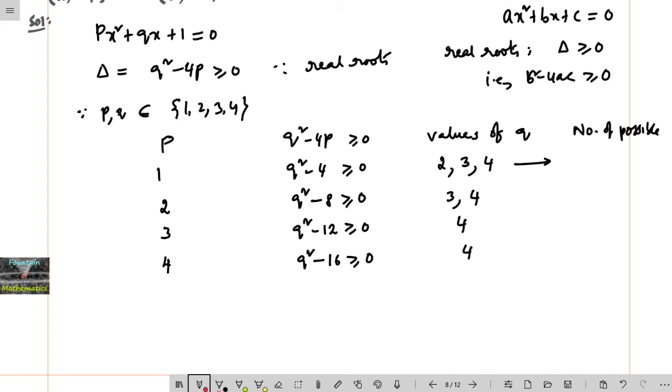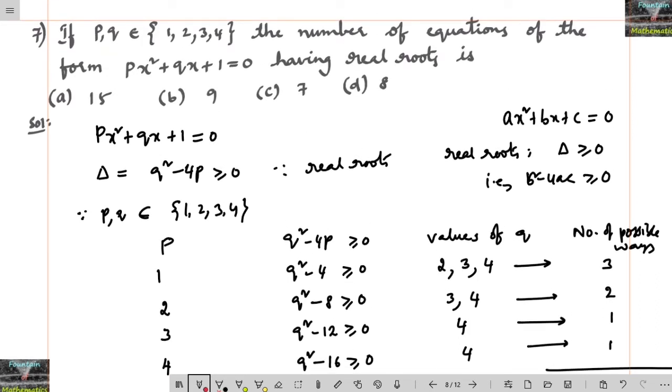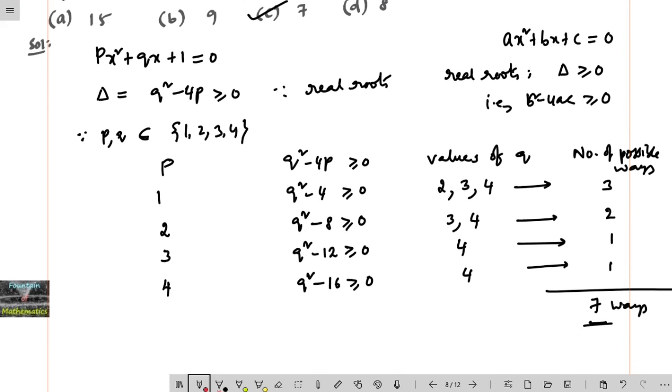Here 3 are there, and here 2 are there: 2, 3 and 2, 4. And here the possibility is only 3, 4, and here again 1 possibility. So the total number of possibilities is 3 plus 2 is 5, 5 plus 2 is 7. So there are 7 ways in which we can frame the equation px square plus qx plus 1 equals 0 so that it always has real roots, where p, q belong to the numbers 1, 2, 3, 4. So we can go with option C. 7 is the answer. Next problem.